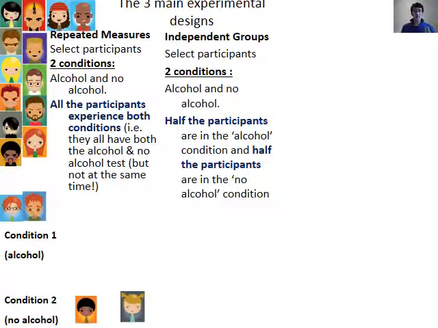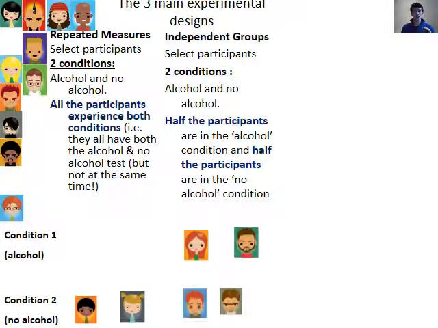Independent groups, on the other hand, is a little bit different. So we've got our same study, the effects of alcohol on driving, but this time we select half the participants will do condition 1, and a completely different group of participants will do condition 2. So the groups are independent of each other. Completely different people in condition 1 to completely different people in condition 2. It's not the same person or same group of people like repeated measures.